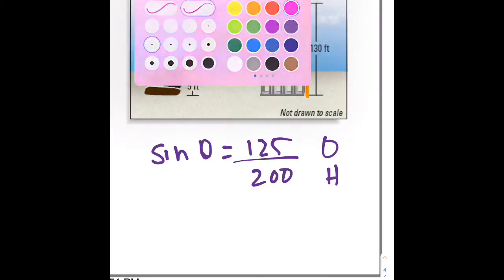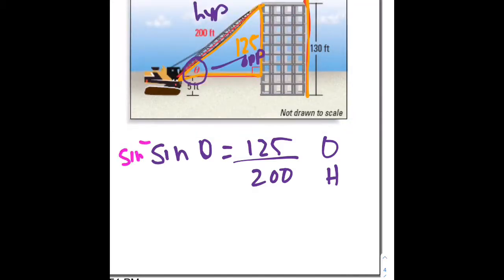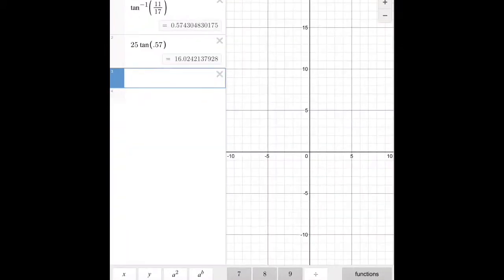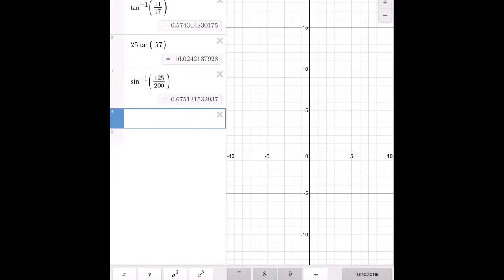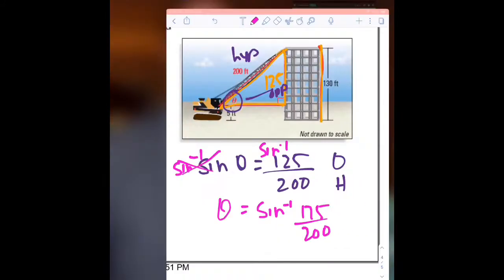My goal is to get theta by itself, so in order to do that, I have to take an inverse sine on both sides, and this becomes a calculator problem because it's not an exact value. So use Desmos to find the inverse sine of 125 divided by 200, and we get that the angle that it should make is approximately 0.68 or 0.7, however you round radians.